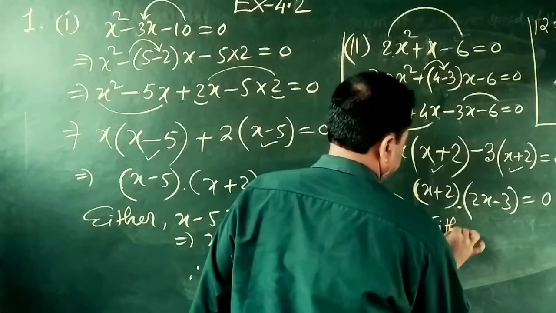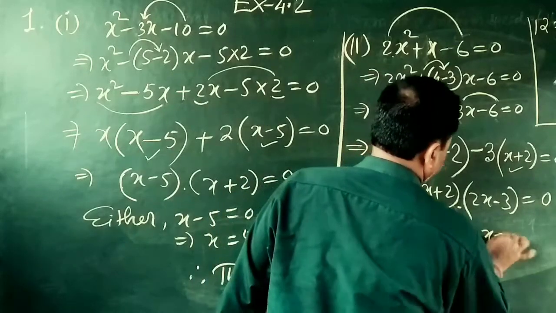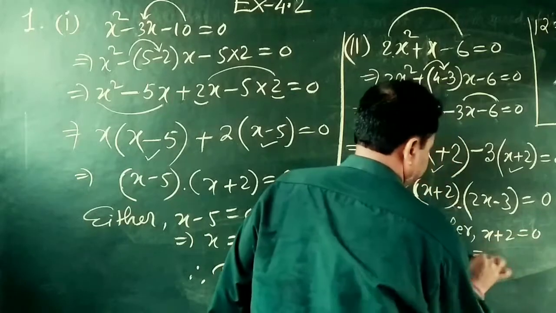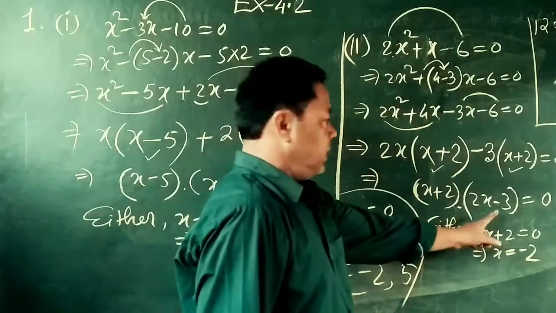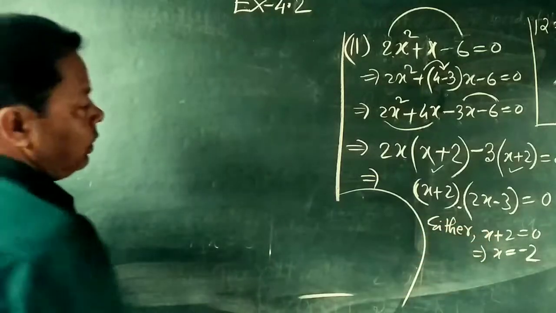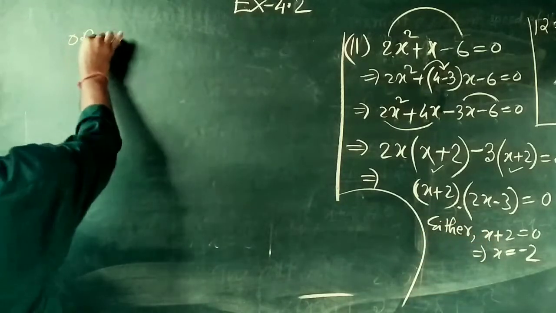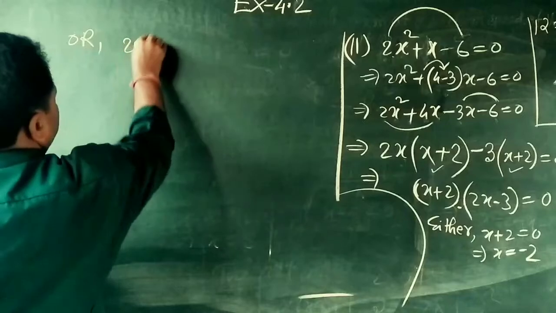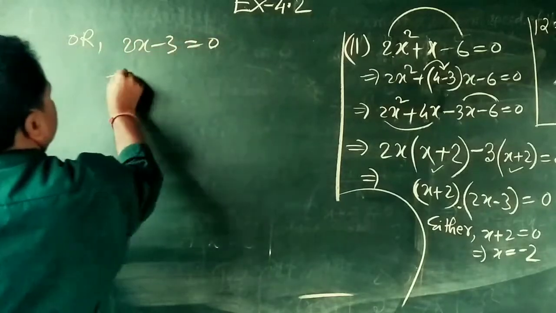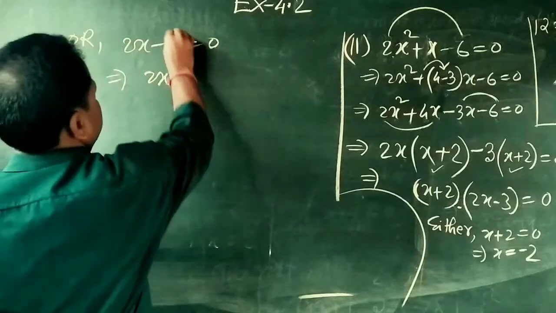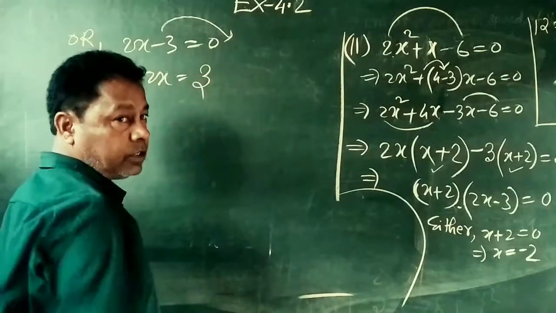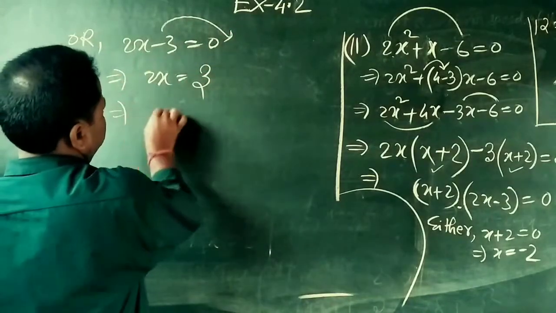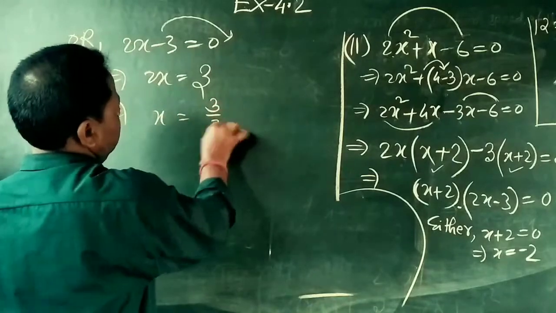Either x plus 2 is 0, when the value for x is minus 2. The other factor will give the another root. Or the other factor 2x minus 3 is equal to 0. Therefore the value of 2x minus 3, transferring to the right hand side, then minus will become plus 3. Therefore the value for x is 3 by 2.